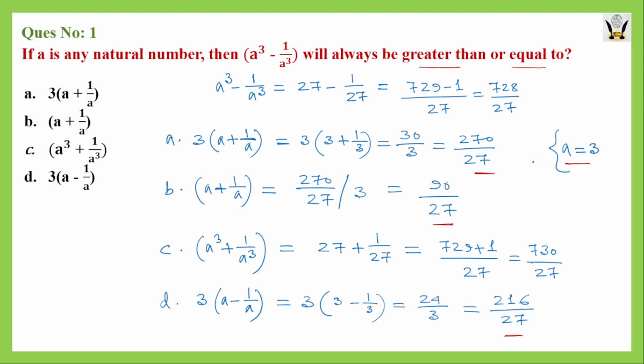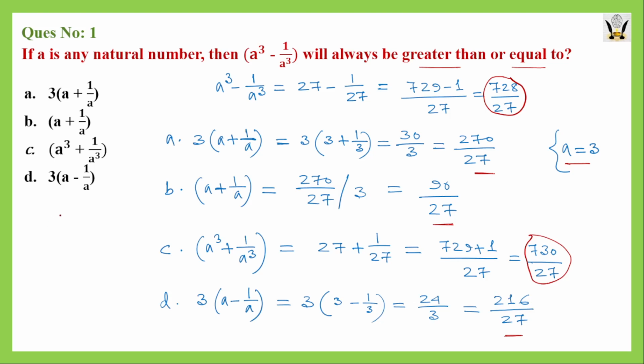and all these three values, as we can see, are less than the value of the expression which is given, a cube minus 1 by a cube. Now look at the third option where we have a cube plus 1 by a cube, and that value is 730 by 27, which is more. Since in the given expression it is minus and in the third option it is plus, the value of this third option will be always more than the value of the given expression. Now this was for our arbitrarily chosen natural number, which was 3. From here we cannot decide which option this value will be more than, because this value is more than all these three values.